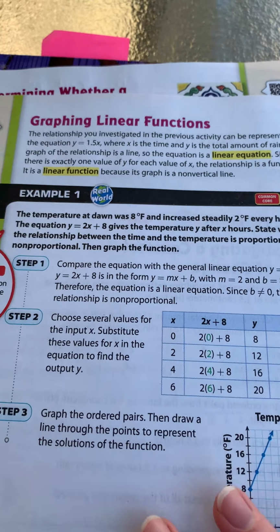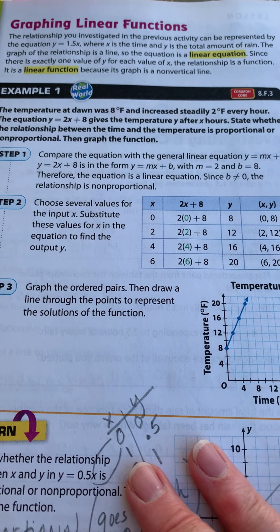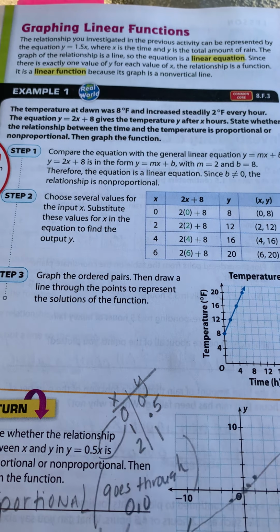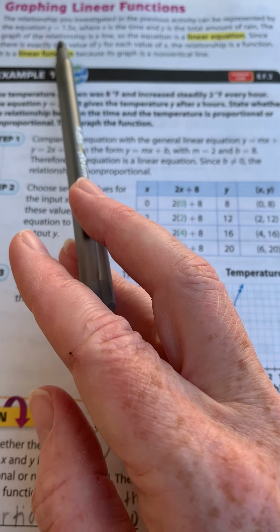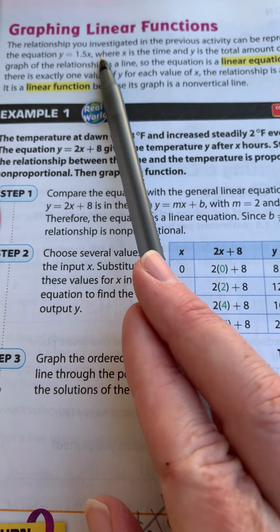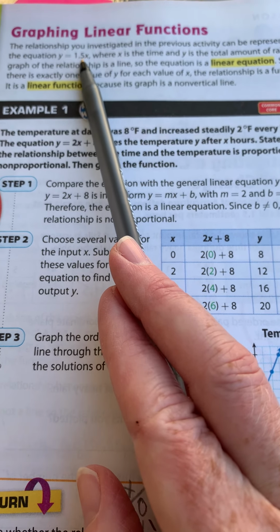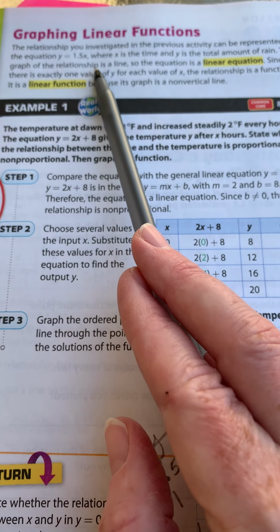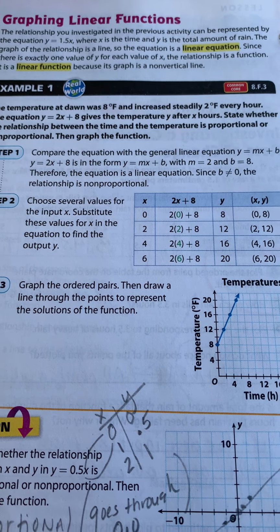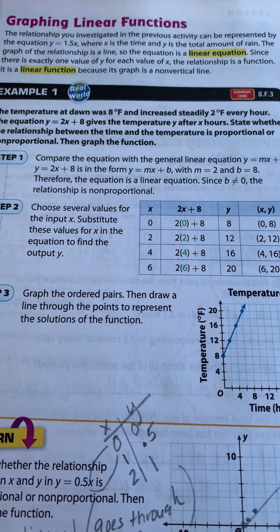It says the relationship you investigated in the previous activity can be represented by the equation y equals 1.5x. Remember, there was no y-intercept. So there's no b, right? It's just 1.5 per every hour. It says where x is the time and y is the total amount of rain, and the graph of the relationship is a line, so it's a linear equation.